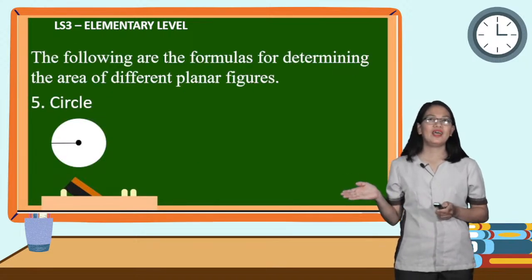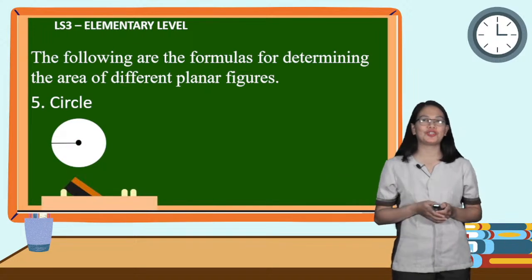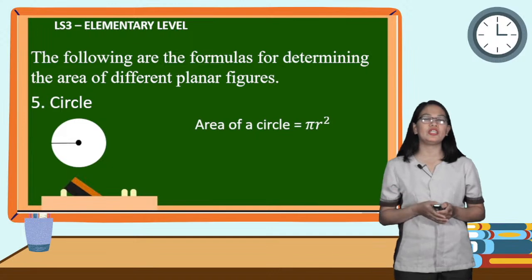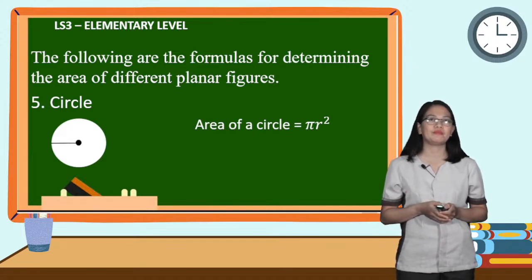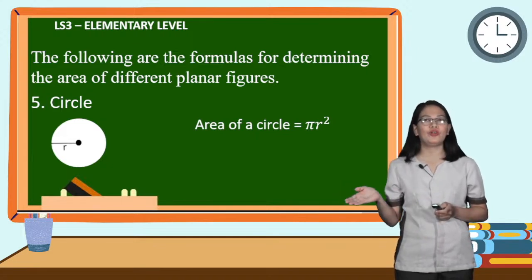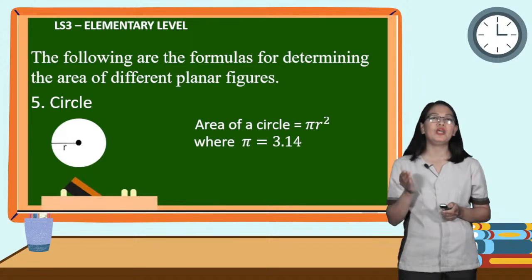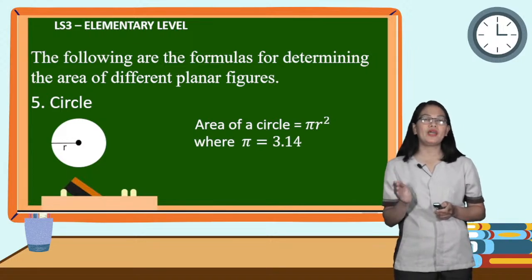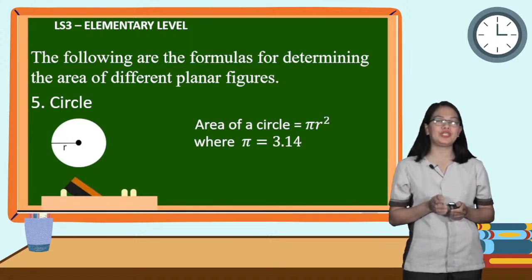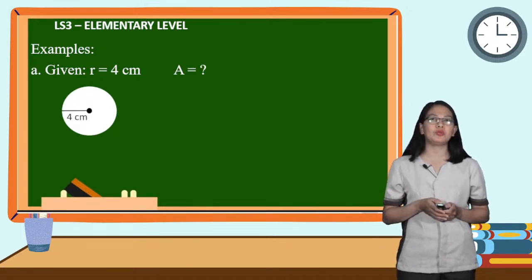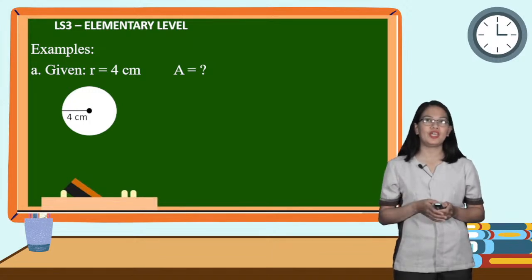Next, the last planar figure is the circle. The formula in solving for the area of a circle is pi r squared. Of course, as we all know, the radius is simply half of the diameter. And for us to be uniform, we will be using pi is equal to 3.14. Example, the first one: given the radius 4 centimeters, unknown area.